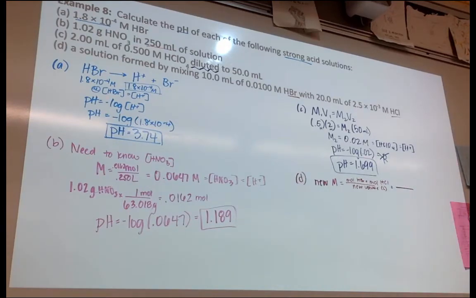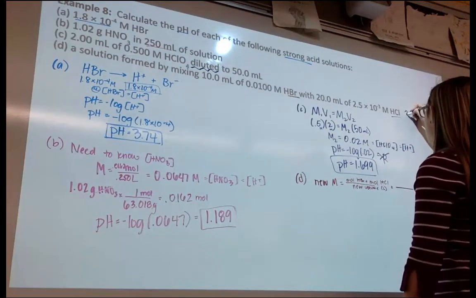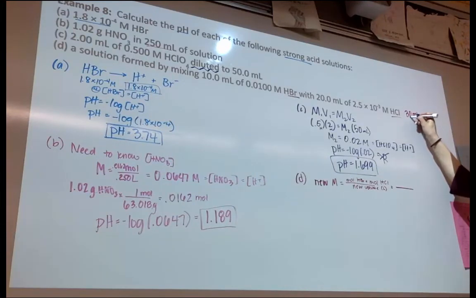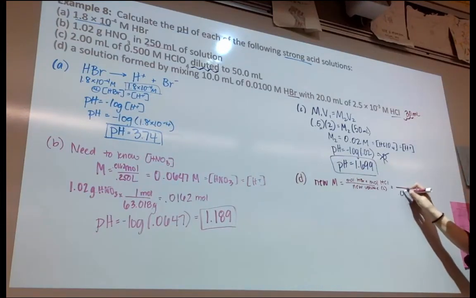10 plus 20 is what? 30. All right, so the new volume is 30 milliliters. Put it in liters: 0.030 liters. The new volume is just adding the two together.